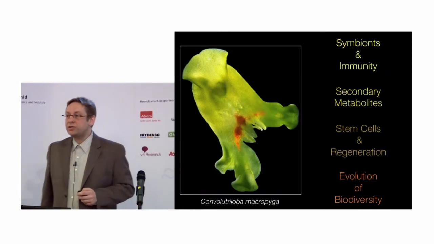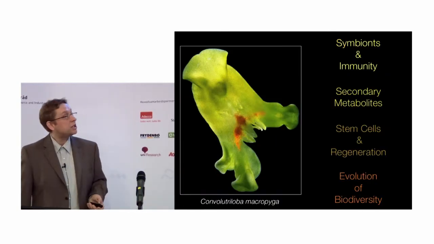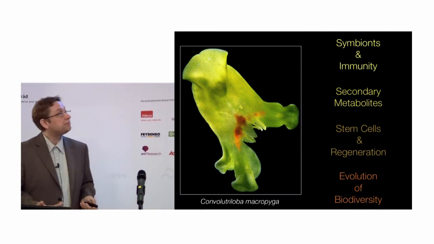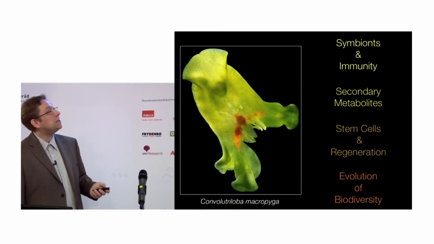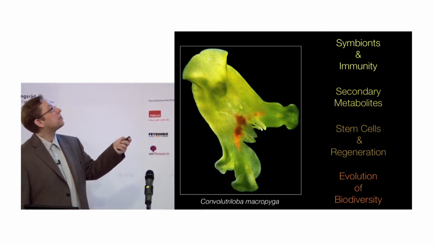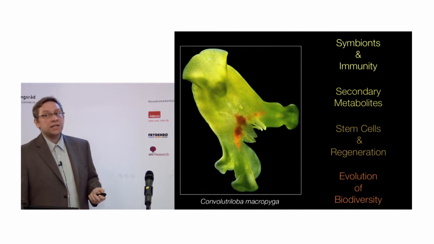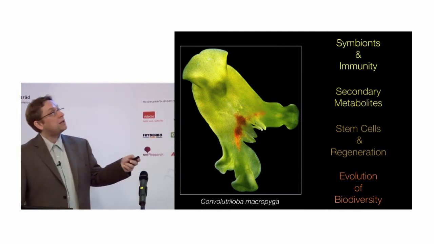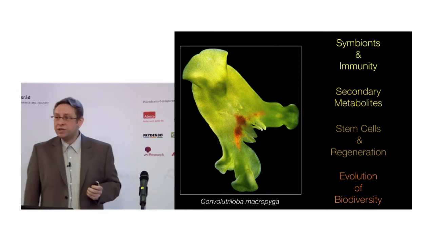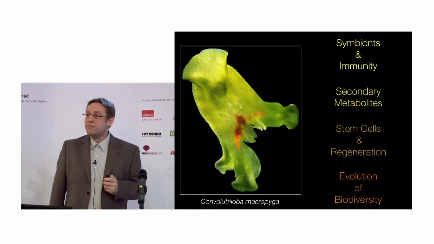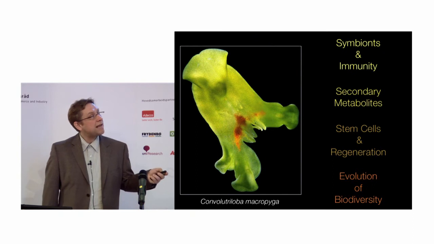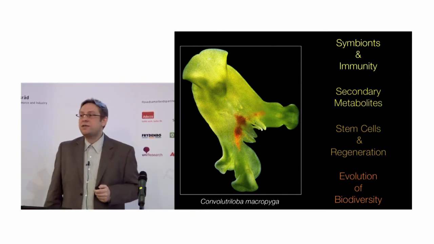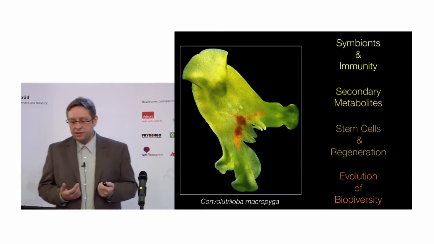So I want to introduce to you this worm you have seen before, which is a so-called acoel flatworm, a very simple animal. And as you see, it's crawling in this direction. And you can study several aspects in this worm. For example, symbionts and immunity, secondary metabolites, stem cells and regeneration, and also the evolution of biodiversity.